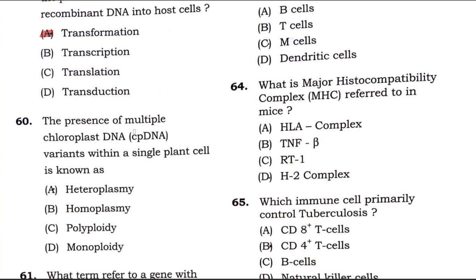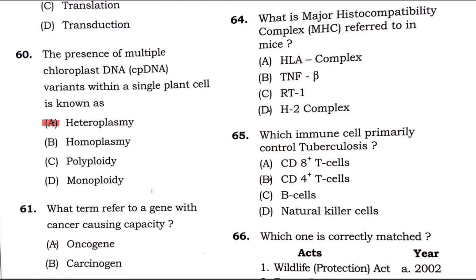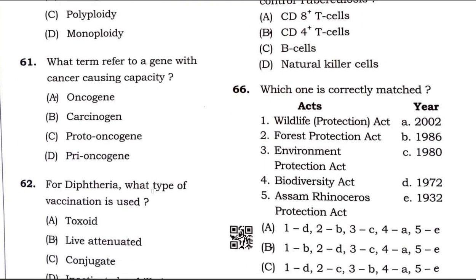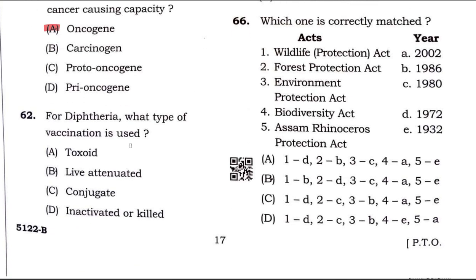So the next question is, the presence of multiple chloroplast DNA variants within a single plant cell is known as heteroplasmy. Of course, this is a question of botany, but they have asked it. What term refers to a gene with cancer causing capacity? So oncogene. Proto-oncogenes also have cancer causing capacity, but after a mutation, not before that. For diphtheria, what type of vaccination is used? So toxoid is used. It is a weakened or inactivated form of toxin.